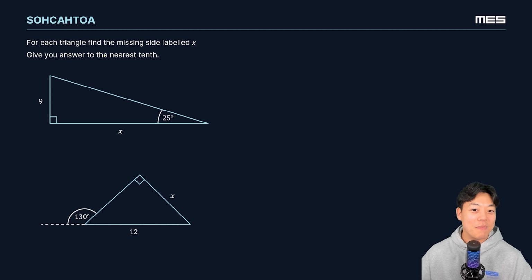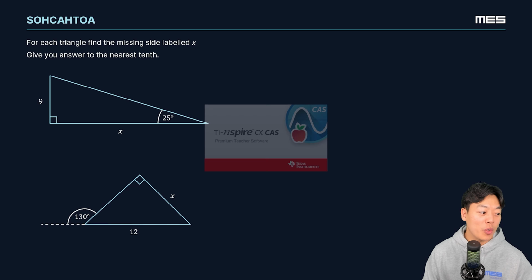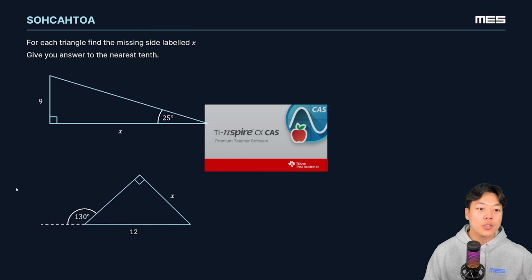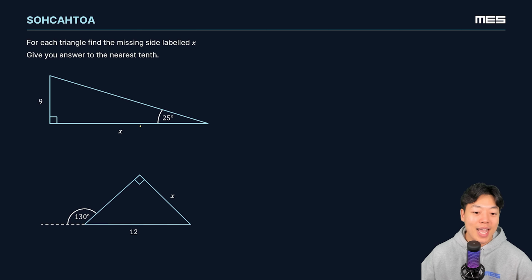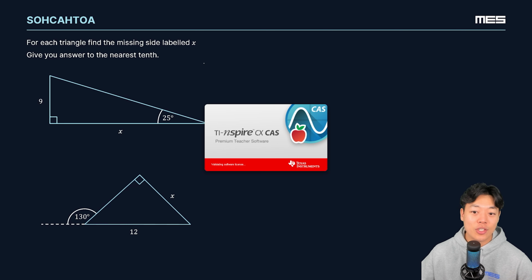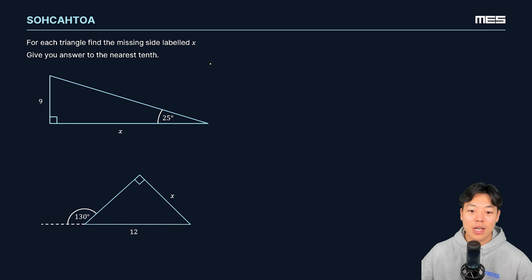For each triangle, find the missing side labeled x. Give your answer to the nearest tenth. So it looks like we're going to be needing our calculator here. So in order to find our missing length of x here, I know that I'm going to need tangent. So I have tangent of 25 degrees is going to equal 9 over x.